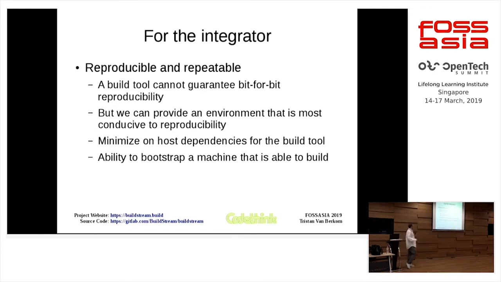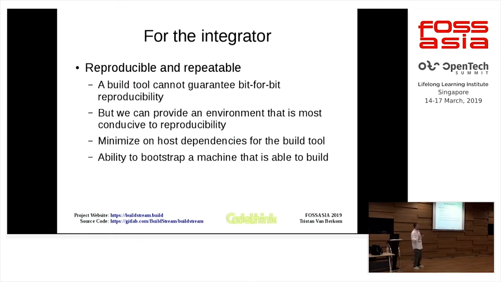So we have a high focus on reproducibility and repeatability. Repeatability of the same process is to say that we can confidently repeat exactly the same process every time that we build something. Reproducibility these days means bit-for-bit reproducibility of the output. So for a given set of inputs, we know that the output will always be bit-for-bit identical.